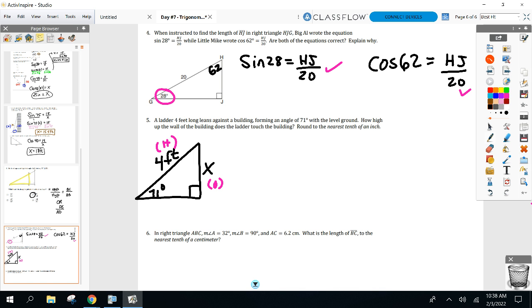Which ratio? Oh, sorry. Sine, 71, and you answered my next question already. Opposite X over hypotenuse 4. What's so bad about this problem, huh? I don't know. Maybe I guess I overhyped it. No, I didn't. All right, go ahead, cross multiply. I'll do it with you.